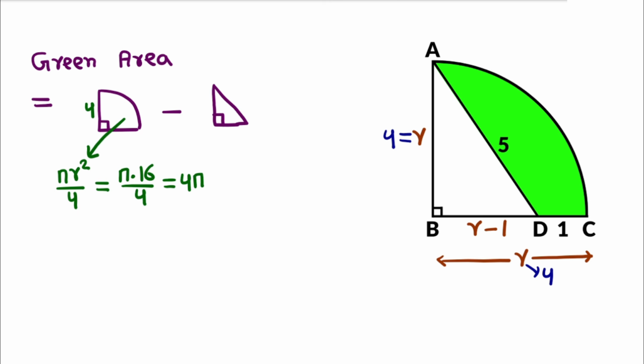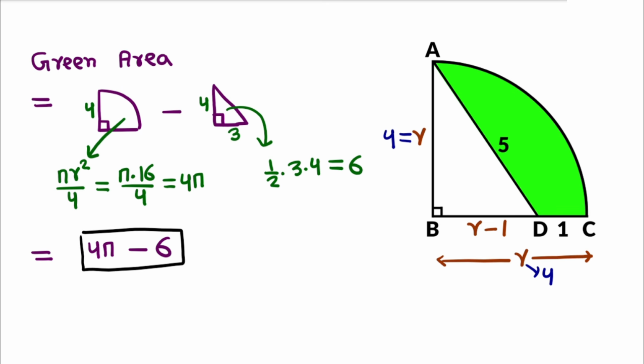Now for the triangle. Its height is 4. Its base is R minus 1, which equals 3. So its area is 1/2 times 3 times 4, which equals 6. Now subtract. Green area equals 4 pi minus 6. And that's the exact answer. 4 pi minus 6. If you want a decimal approximation, 4 pi minus 6 is about 6.57 square units.